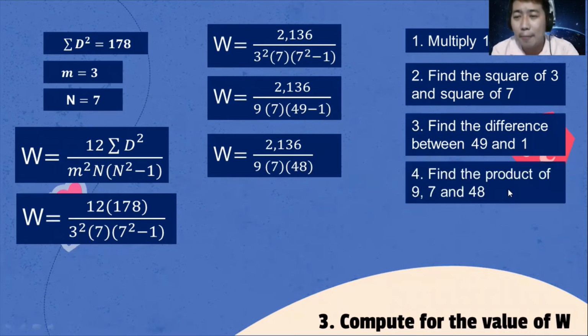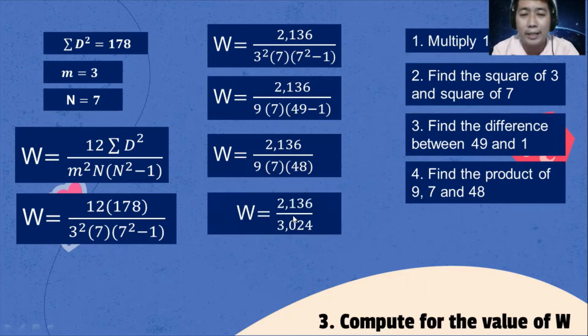Next step, find the product of 9, 7, and 48. 9 times 7 times 48, the answer is 3,024.